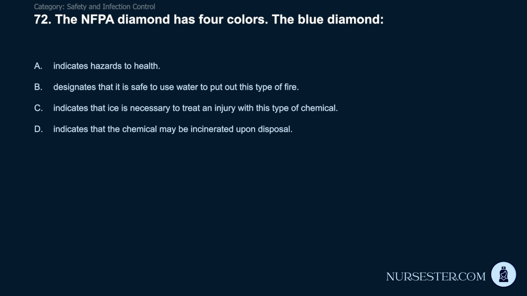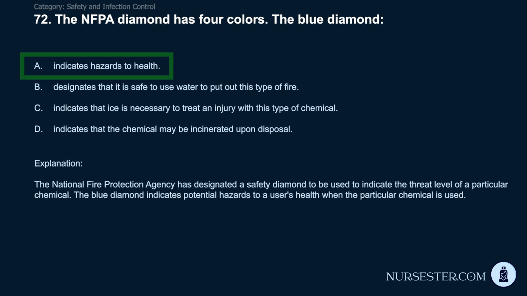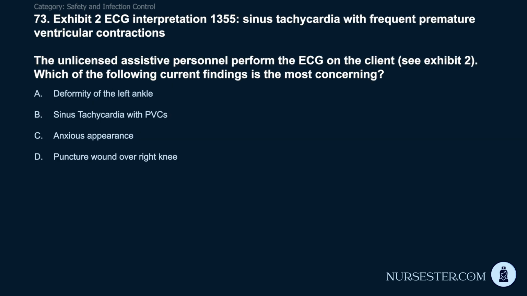72. The NFPA diamond has 4 colors. The blue diamond, A, indicates hazards to health. B, designates that it is safe to use water to put out this type of fire. C, indicates that ice is necessary to treat an injury with this type of chemical. D, indicates that the chemical may be incinerated upon disposal. Correct answer, A, indicates hazards to health. The National Fire Protection Agency has designated a safety diamond to be used to indicate the threat level of a particular chemical. The blue diamond indicates potential hazards to a user's health when the particular chemical is used.